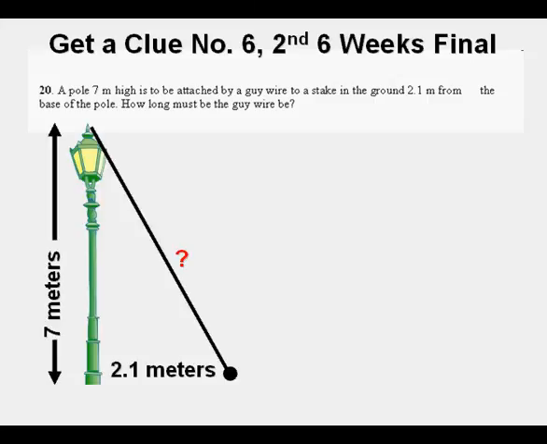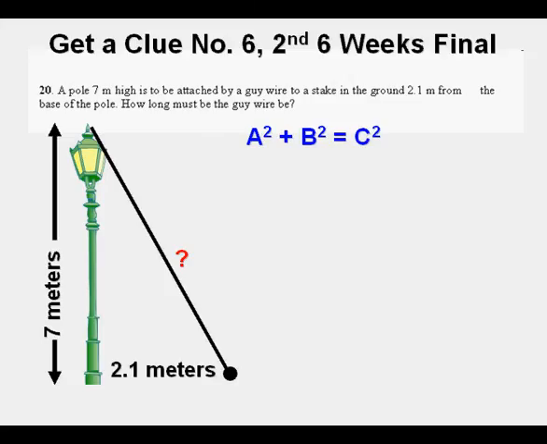Now we come to problem 20, the guy wire problem. This starts out as a vocabulary matter. A guy wire is a wire that holds up a pole or tower and keeps it in place. We make a drawing of a pole 7 meters high and the stake 2.1 meters from the base of the pole.